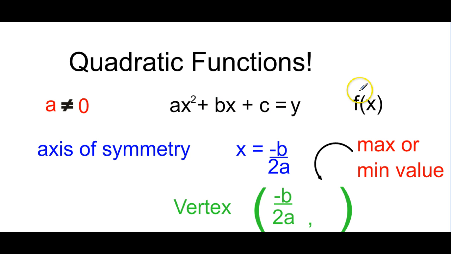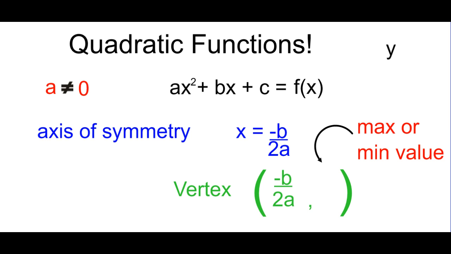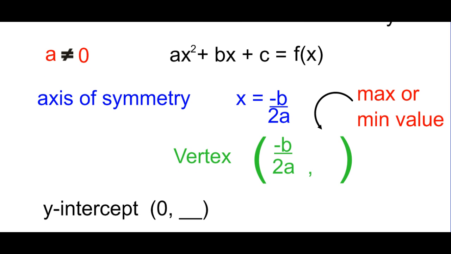We know that the f of x can interchange with the y, so if we take the y out and put f of x in there, that's just a statement that says for sure that this is a function. We also know that a, b, and c are real numbers. A cannot equal 0.